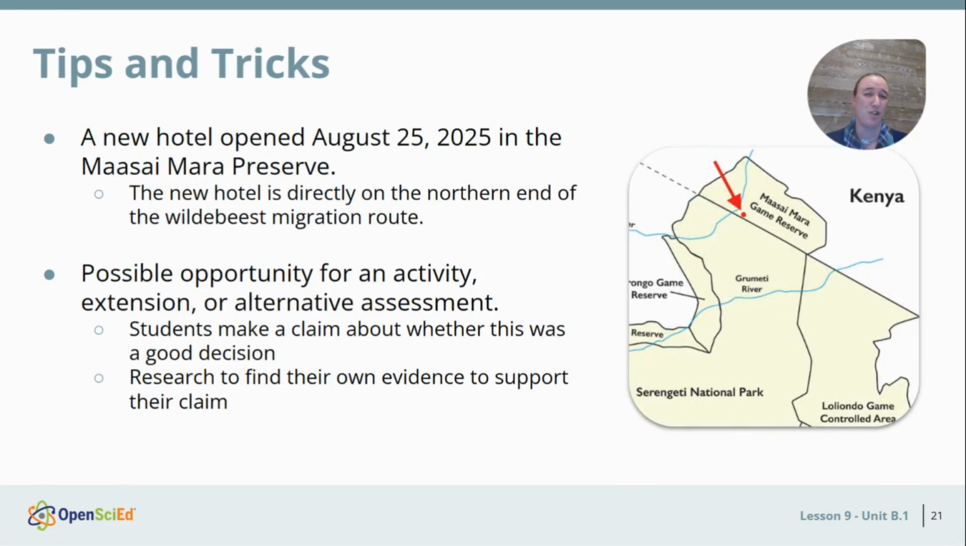Although this is not actually a tip or a trick, it is interesting to note that a hotel was built on the border of Tanzania and Kenya in the Masai Mara Preserve in the fall of 2025. As we see on our maps of the Serengeti National Park, this preserve is part of the bigger park and directly on the wildebeest migration route on the northern end. It would be interesting to allow the students a day to research the controversy this human decision has made between conservationists and the hotel corporations.